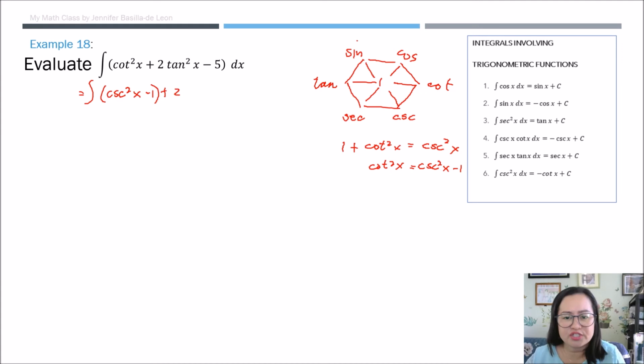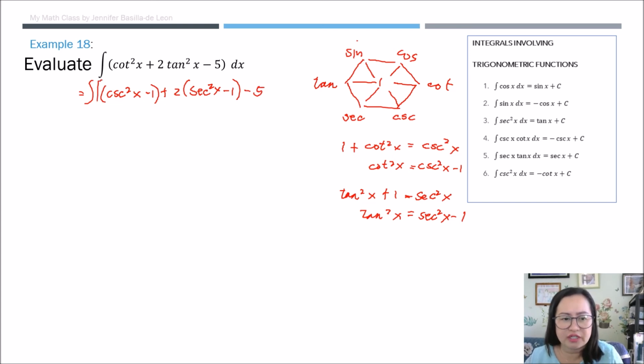Now, for tangent squared, let's first form the Pythagorean identity that we are going to use. So we have tangent squared x plus 1 equals secant squared x. So tangent squared x is equal to secant squared x minus 1. So replacing tangent squared x, we will have secant squared x minus 1, and then minus 5, dx.